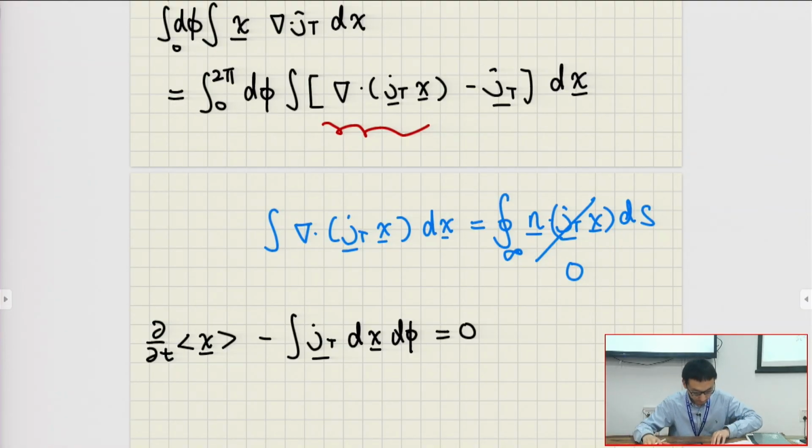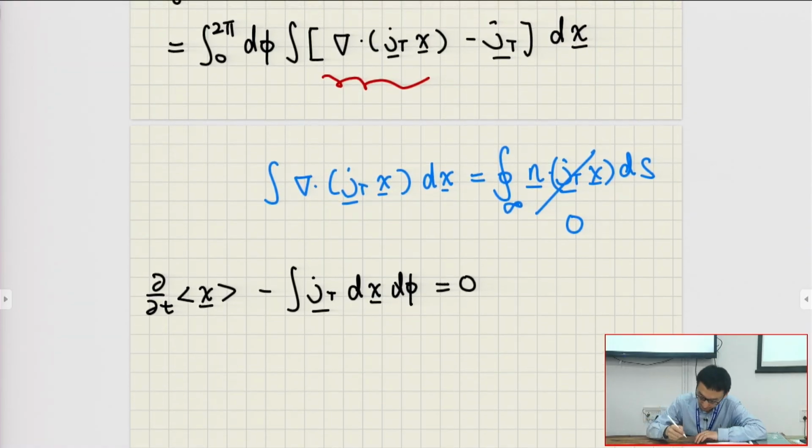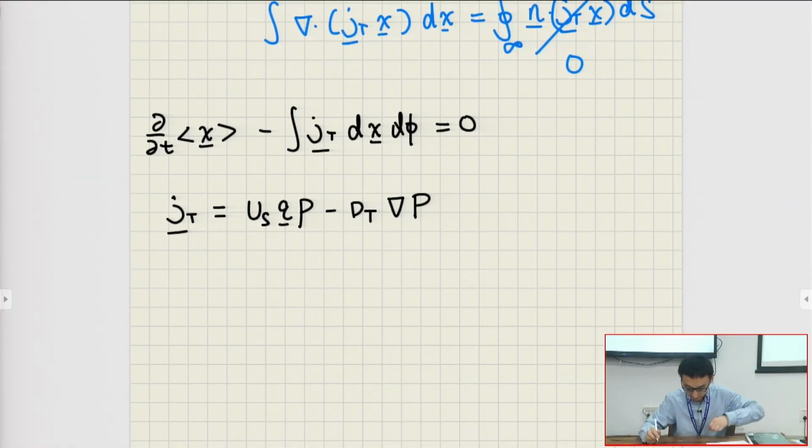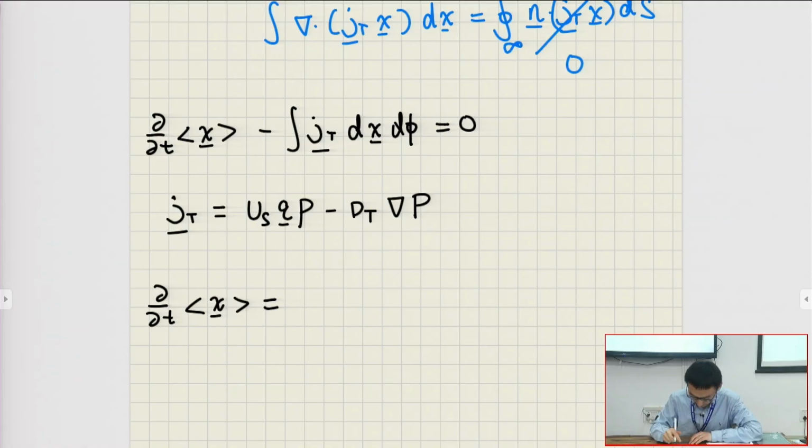Now let's write down the flux vector, which has a swimming part minus a diffusive part. We just plug that in there, and then we'll get the following equation. I'm going to move the integral to the right-hand side.